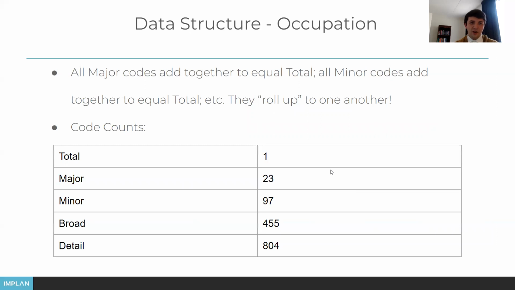All of these groups roll up together. So if I were to add all the major codes together, they would add up to the total. And if I were to add all the minor codes up, they would also equal the total. But if I were to add all the minor codes that begin with 27 hyphen, then they would add up to the major code of 270000. I've also included a code count just for anyone who is curious. These codes are applicable for the 2019, 2018, and 2020 data in IMPLAN currently.